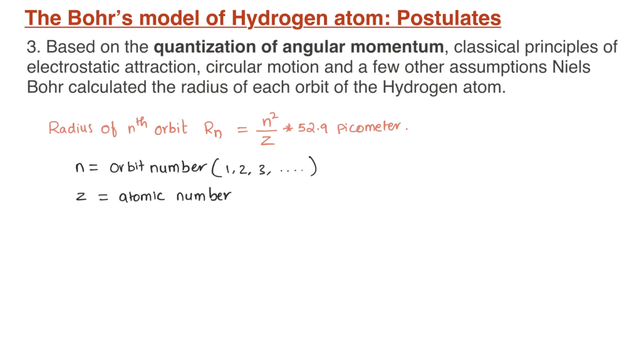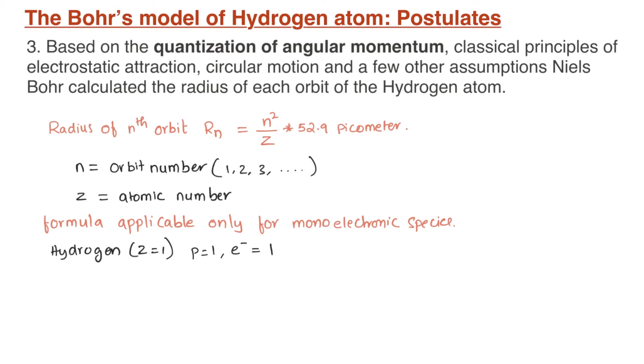Because of the type of assumptions Niels Bohr made when he derived this formula, it is applicable for an atom or ion with only one electron inside. We call these monoelectronic species. As we know, the only atom with one electron in it is hydrogen, for which Z is equal to 1. So we can use this formula for calculating the radius of orbits inside the hydrogen atom.